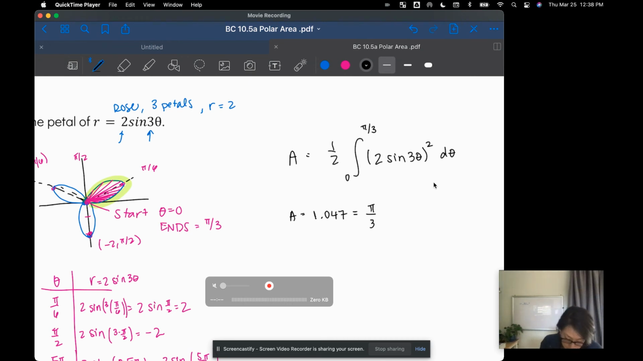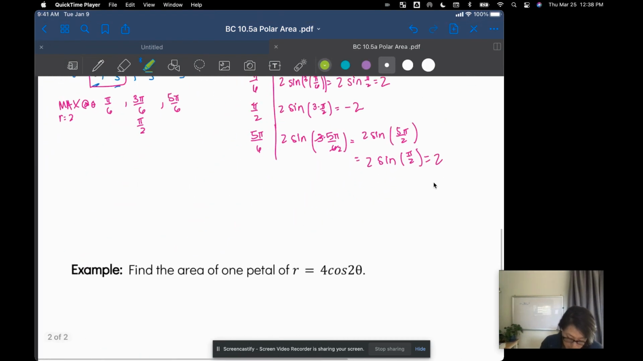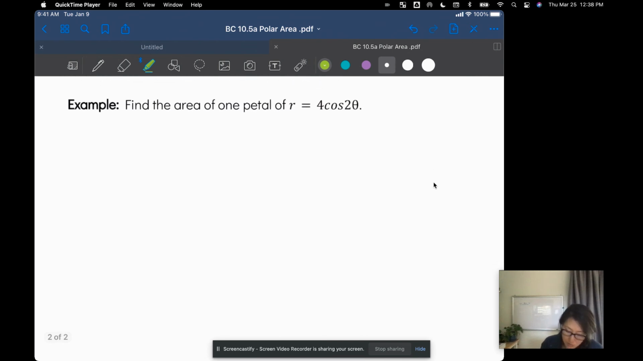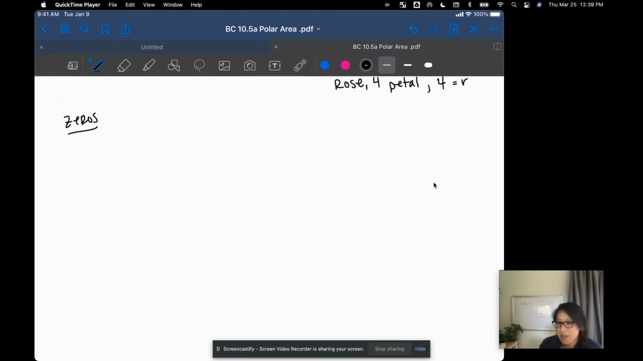All right, last one. We're going to find the area of one petal of r is equal to 4 cosine 2 theta. This is again a rose, but when we have an even horizontal multiplier, we end up with double the petals, so 4 petals. And then my vertical stretch is 4, so a max radius of 4. So I'm going to start with my zeros. Honestly, cosine graphs are a lot easier because our max radius starts at theta is equal to 0.